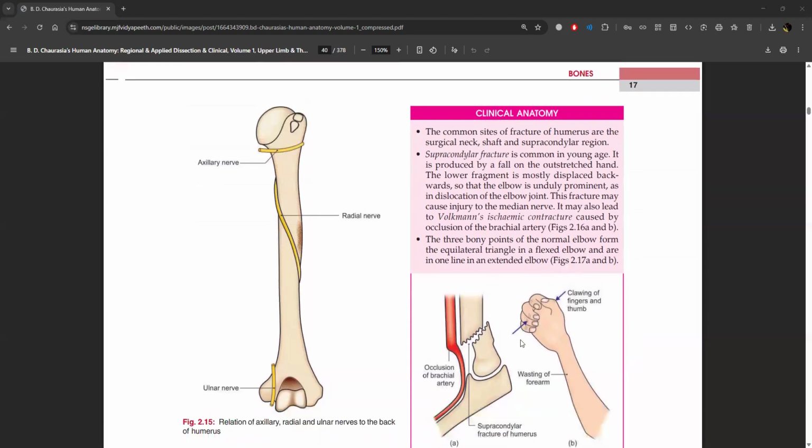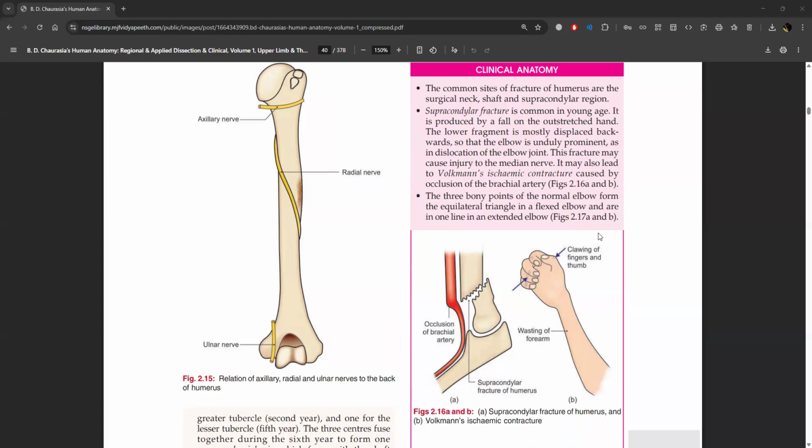Clinical anatomy. The common sites of fracture of the humerus are the surgical neck, shaft, and supracondylar region. Supracondylar fracture is common in young age. It is produced by a fall on the outstretched hand. The lower fragment is mostly displaced backward so that the elbow is unduly prominent, as in dislocation of the elbow joint. This fracture may cause injury to the elbow joint, or it may cause injury to the median nerve also.